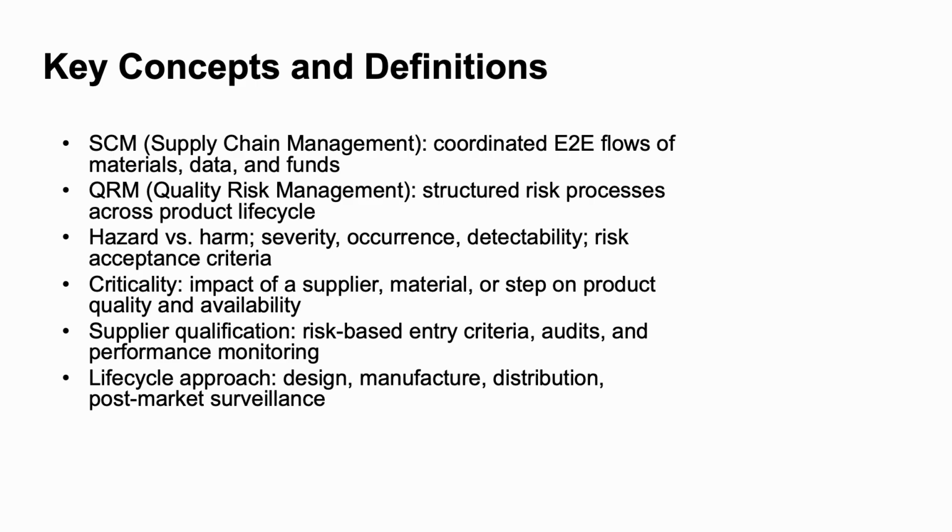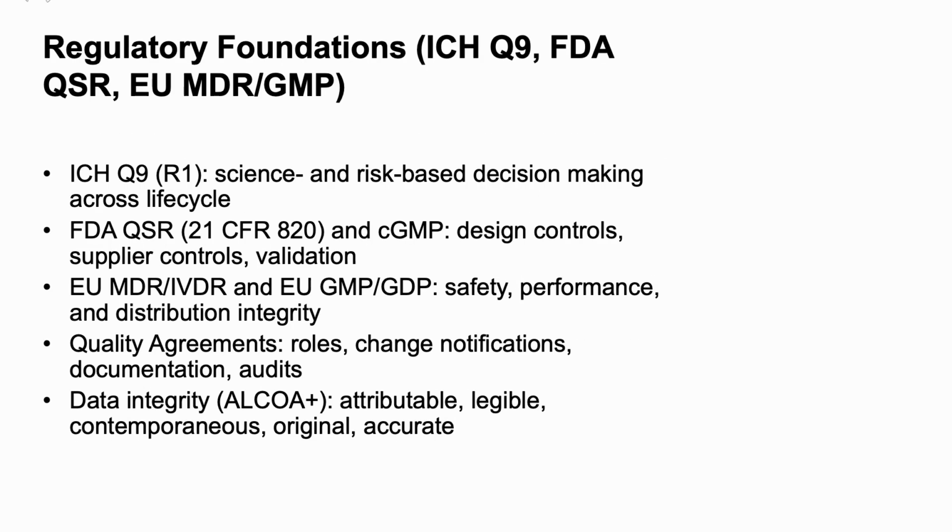From development to commercial manufacture and post-market surveillance, the risk profile evolves as processes change, volumes grow, and new data emerge. QRM processes must therefore incorporate periodic review, change management, and learning from deviations, complaints, and regulatory findings to ensure ongoing state of control. Regulatory frameworks explicitly expect risk-based control strategies and thorough supplier oversight.